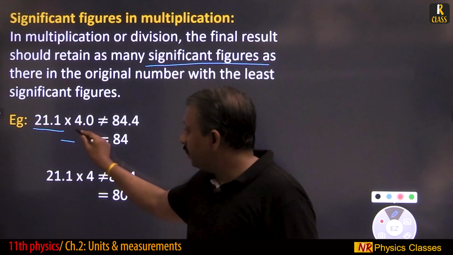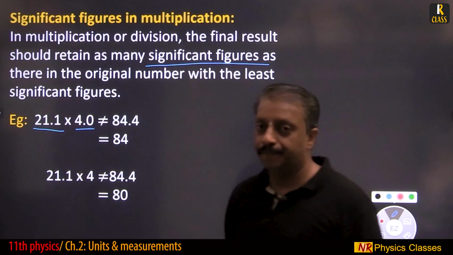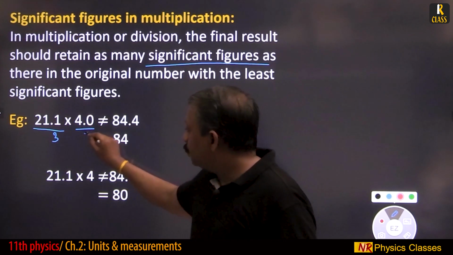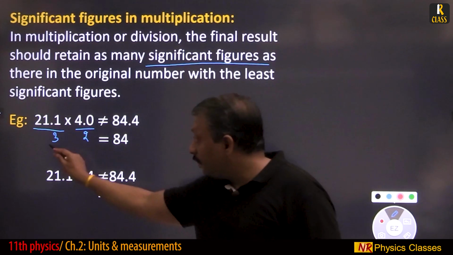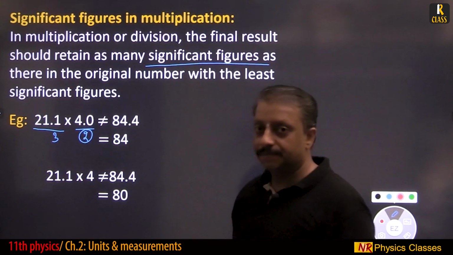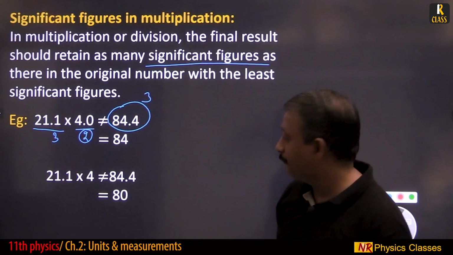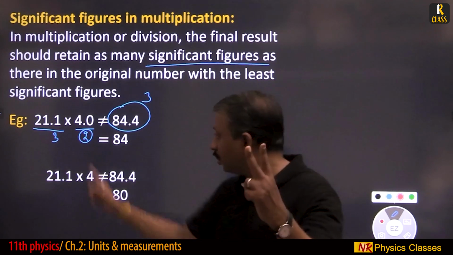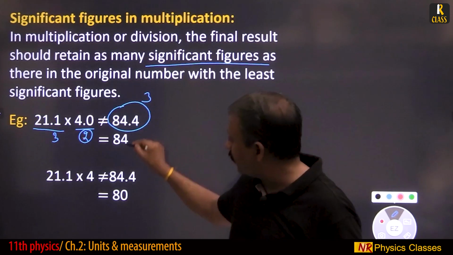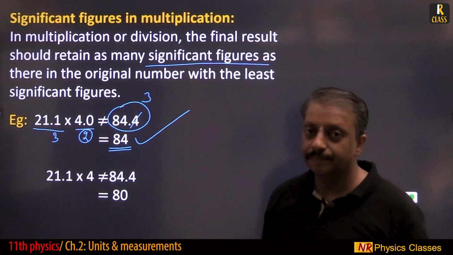21.1 times 4.0 gives 84.4. There are 3 significant figures and 2 significant figures. Least among these two is 2. The product of these two is this. There are 3 significant figures. We should have only 2. 4 is less than 5. Drop it. 84. This is the answer.